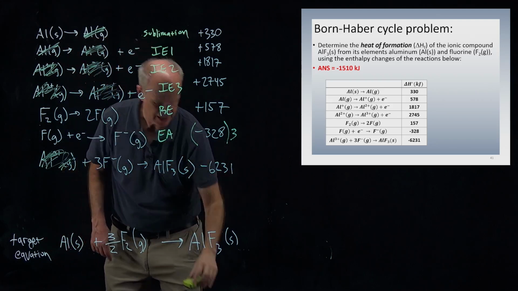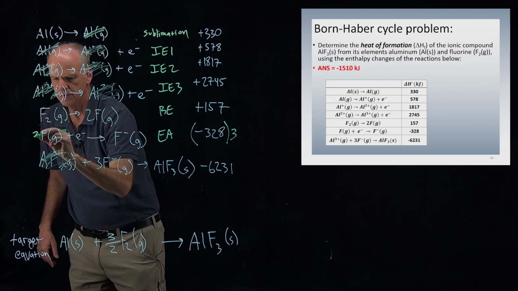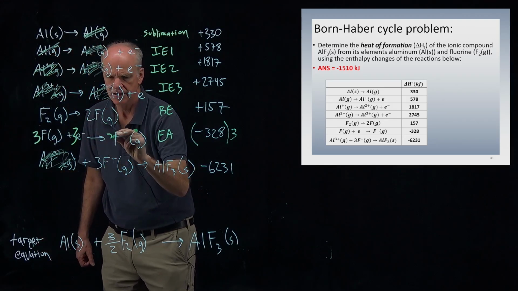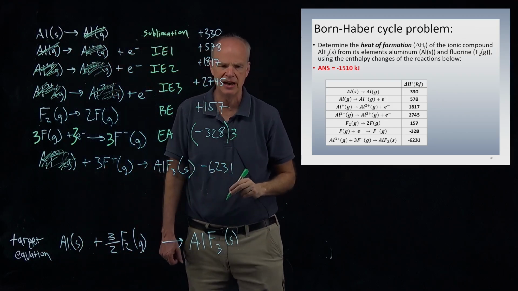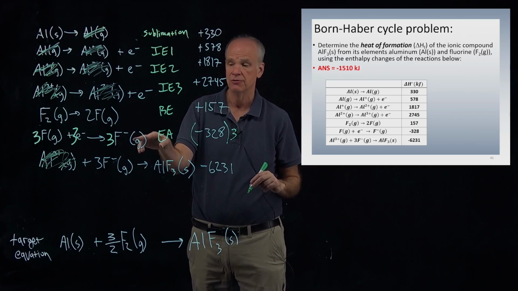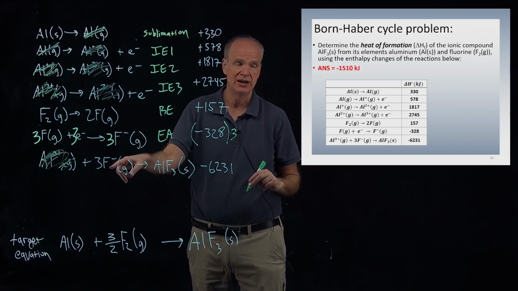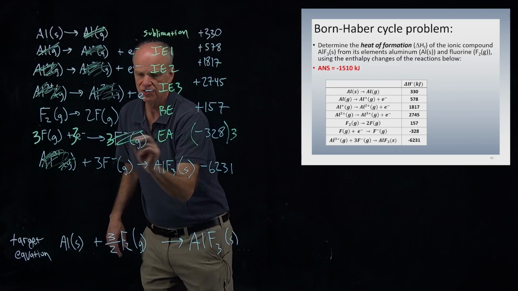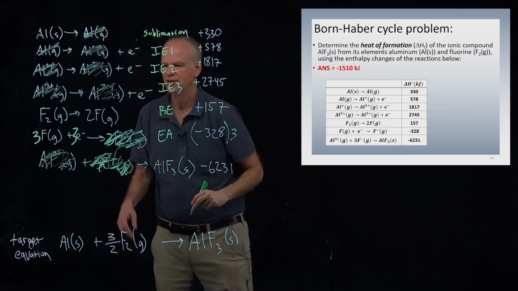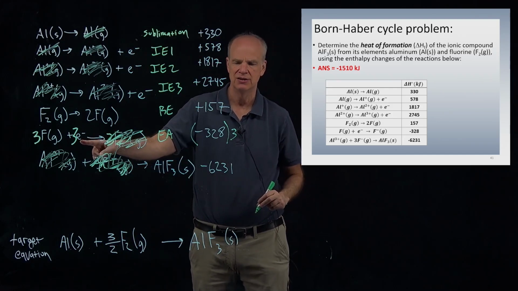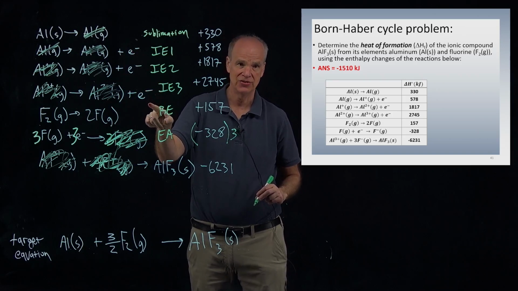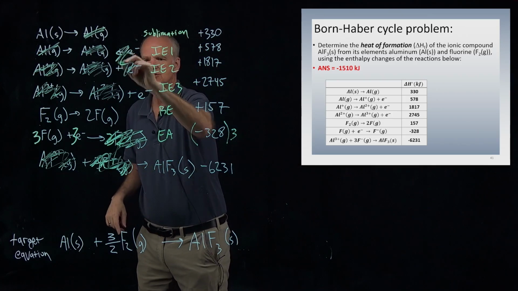All right, so we have 3, 3, and 3 like that. Okay, so now you can see some neat things. You can see here we have 3 fluoride ions on the product side. We'll cancel out with 3 fluoride ions on the reactant side in this equation, so that goes. Yay. But there's something else that's kind of interesting that happens. You see you have 3 electrons here on the reactant side. Here we have 3 electrons on the product side, so those cancel out. So the electrons go away.